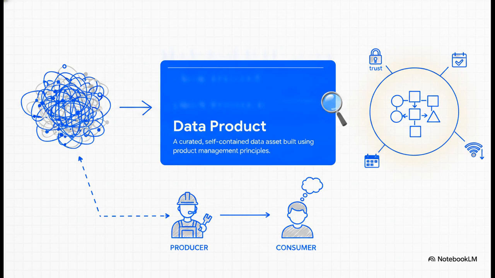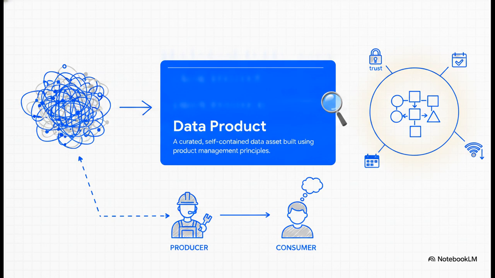Okay, so the absolute most crucial point here is this. A data product is a curated, self-contained data asset designed, built, and maintained using product management principles. Really think about that for a second. We aren't just hoarding information anymore. The main intent of this entire framework is to completely decouple the people who make the data, the producers, from the consumers who actually use it.